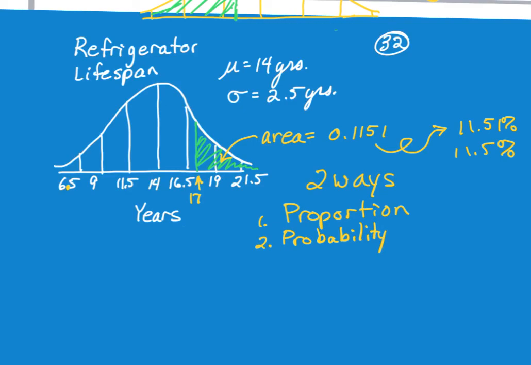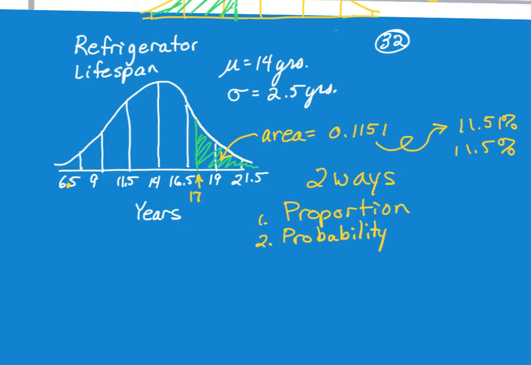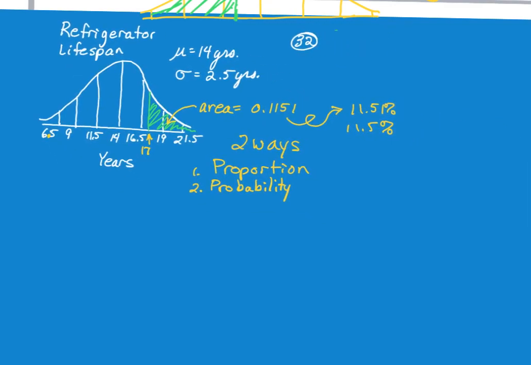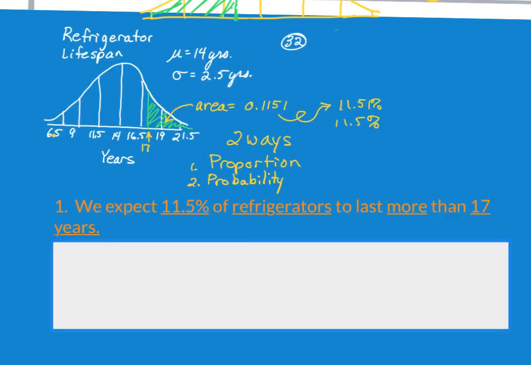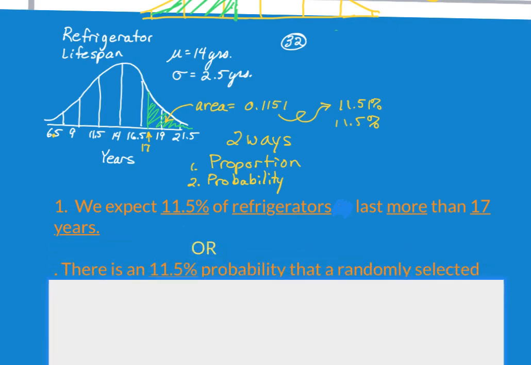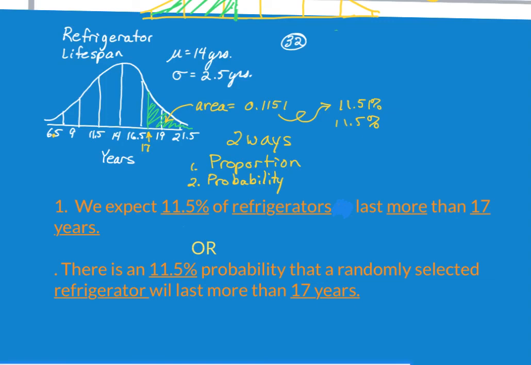So let me type those out formally for you. Okay, we need to make a little room here. Let's shrink this a bit. We expect that 11.5% of refrigerators last more than 17 years. Let's correct that. All right. Another way to say that, or we could say there is an 11.5% probability that a randomly selected refrigerator will last more than 17 years.